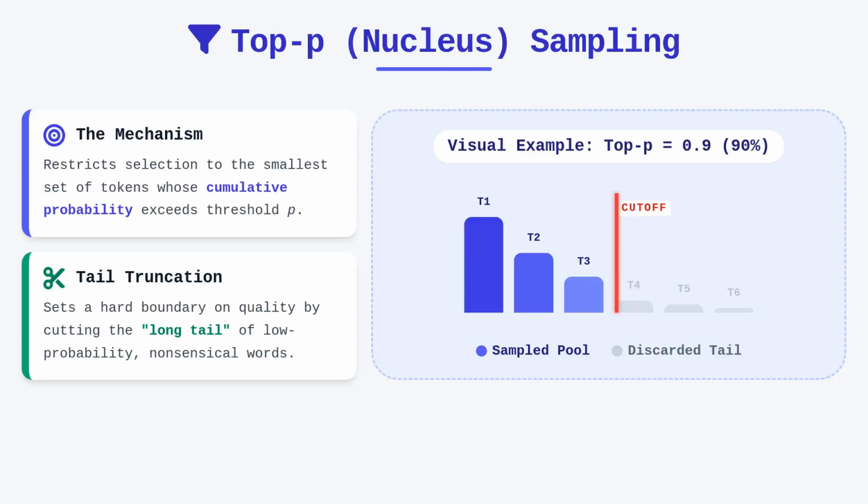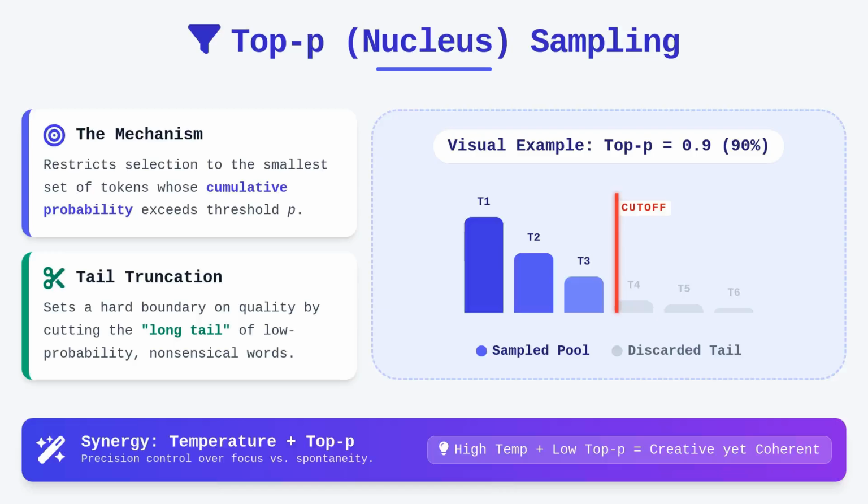It is a refinement technique that allows you to maintain a level of creativity while setting a hard boundary on quality. When you combine temperature and Top-P, you can fine-tune the model behavior with significant precision. For brainstorming sessions or narrative development, you might set the temperature higher while keeping the Top-P value restricted to ensure the model stays within the realm of coherent, albeit diverse, possibilities. This synergy allows you to mimic different degrees of focus versus spontaneity without needing to retrain or fine-tune the underlying weight models.